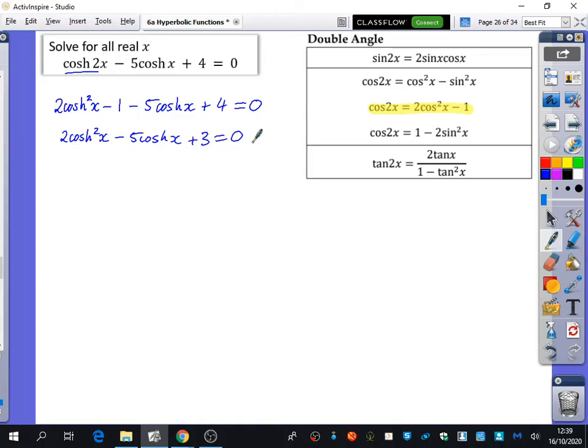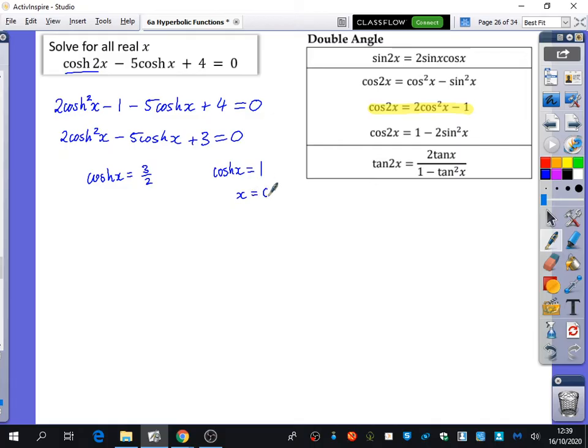Oh, it's the same as the previous one, but with a 3, isn't it? So we get that cosh x is equal to 3/2, or cosh x is equal to 1. I'd like you to try and solve one of those in your head. Which is the one you can solve in your head and why? Cosh x equals 1. What's the answer?